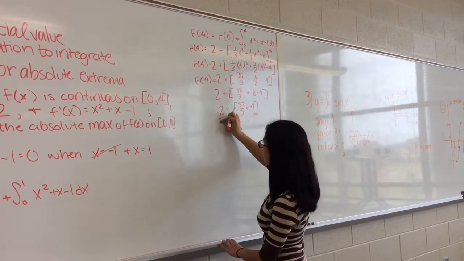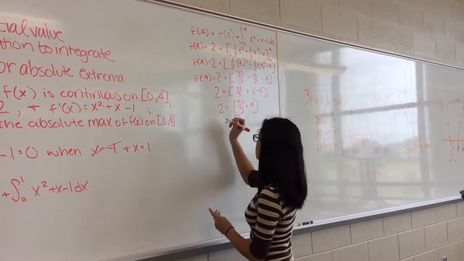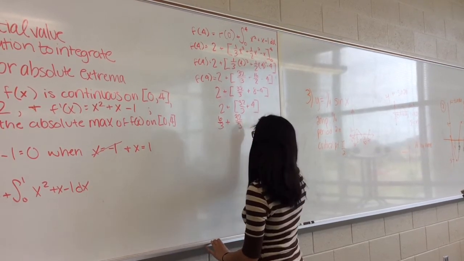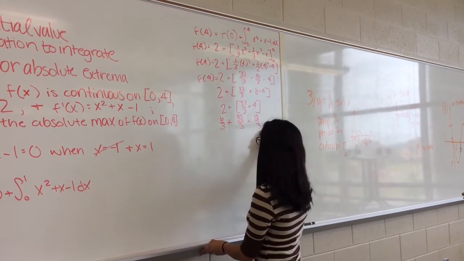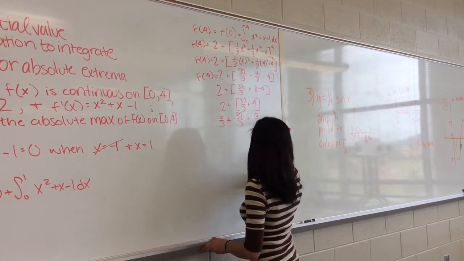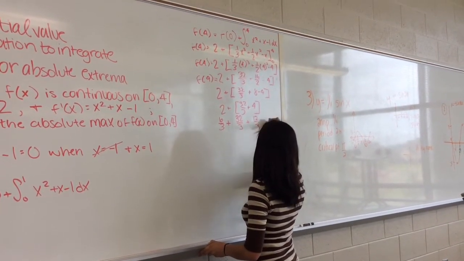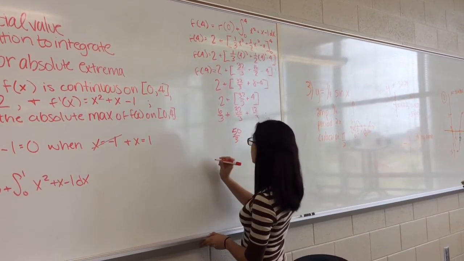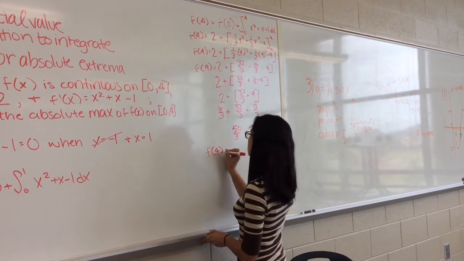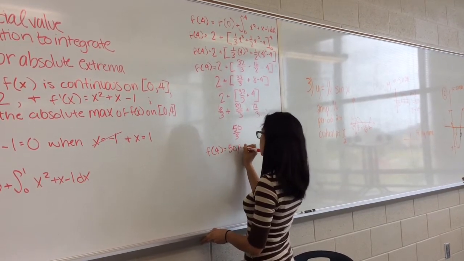And we're going to convert everything into thirds. So that'd be 6/3 and then plus 12/3. So that's 18. That's 50 over 3. So we know that the f of 4 equals 50 over 3.